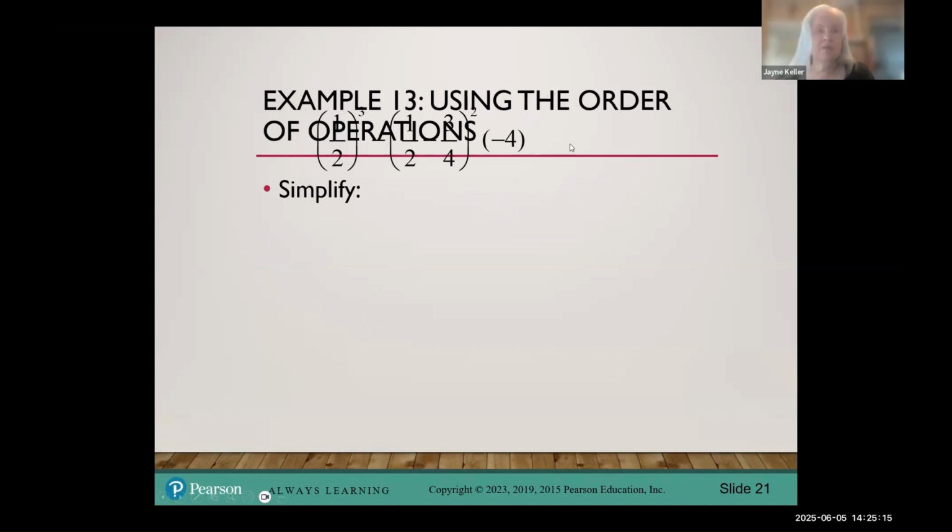Okay, sorry, this one, let me rewrite that one. So I've got 1/2 cubed minus 1/2 minus 3/4 squared minus 4. Okay.